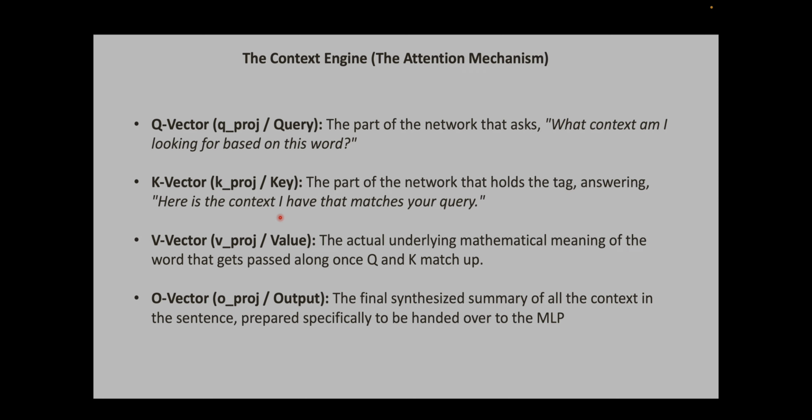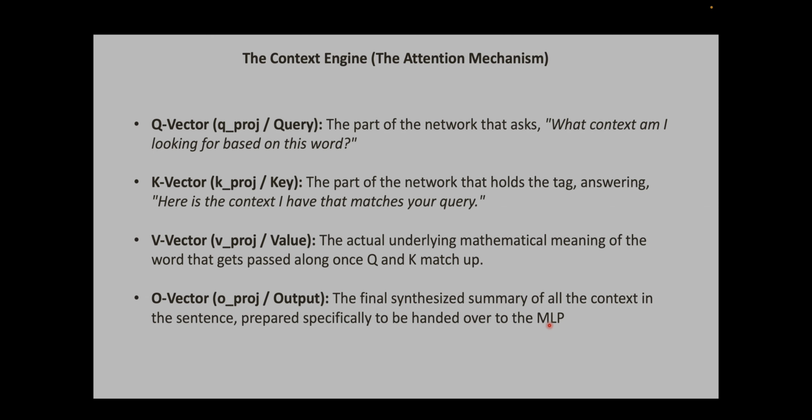I'll talk about this in detail when we visualize it with that sheet, because then we'll get a better picture, as it has all these parameters. So key is basically answering, here's the context that I have. Then V is the underlying mathematical meaning of the word that gets passed along once Q and K match up. And then there is O, which is the final synthesized summary of all context in the sentence, prepared specifically to be handed over to the MLP.